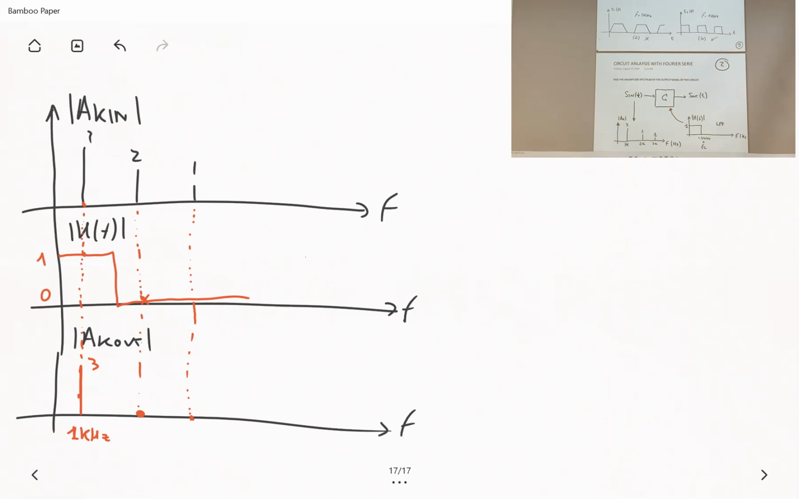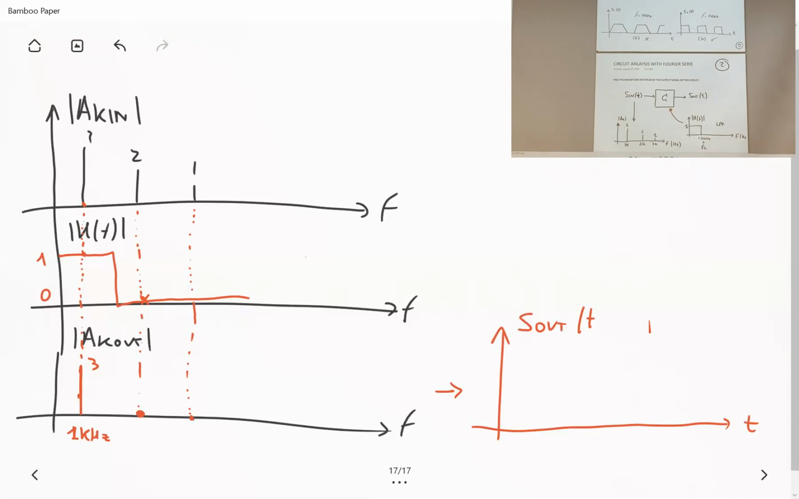So any one of you? Yeah, correct. Because remember that each line in a spectrum represents an oscillation or a cosinusoidal signal. And in this case, the output has only one line. So it means that the output is just one sinusoidal signal. So the time representation of this spectrum, S out(t), is just a cosinusoidal signal with amplitude 3. So between 3 and minus 3, it oscillates.